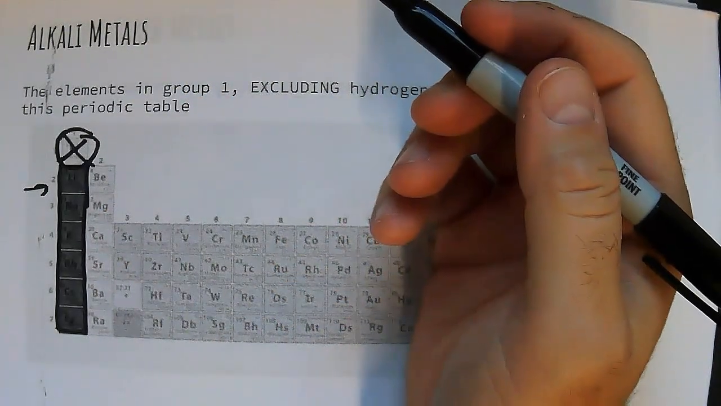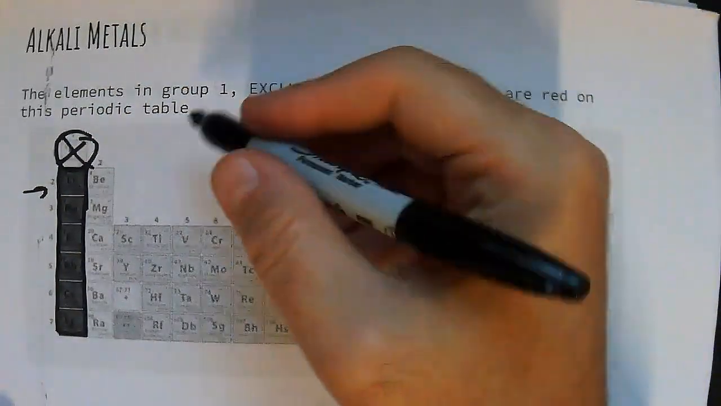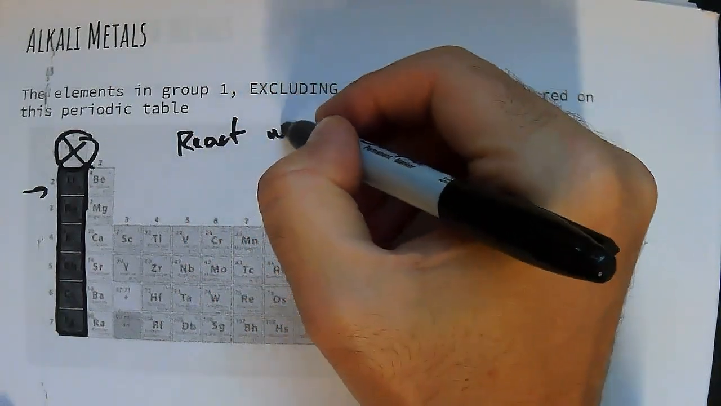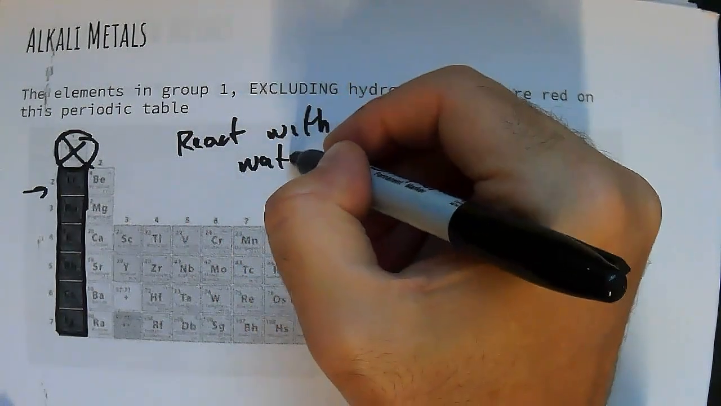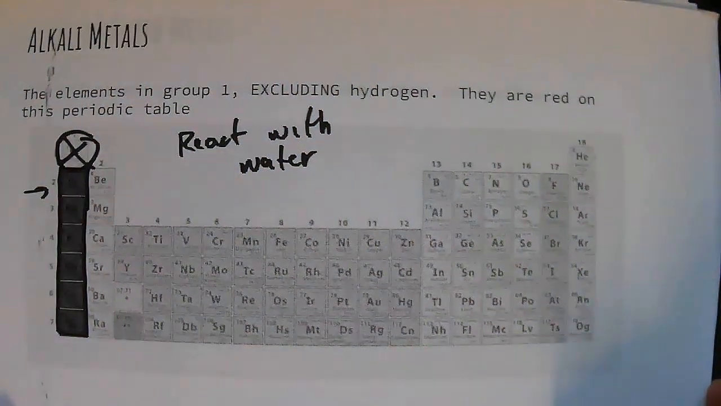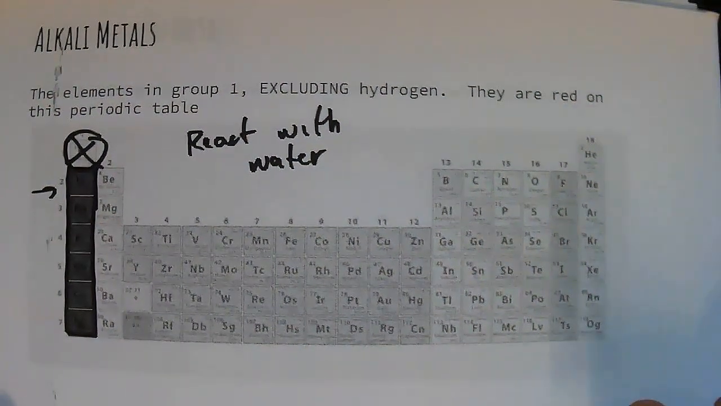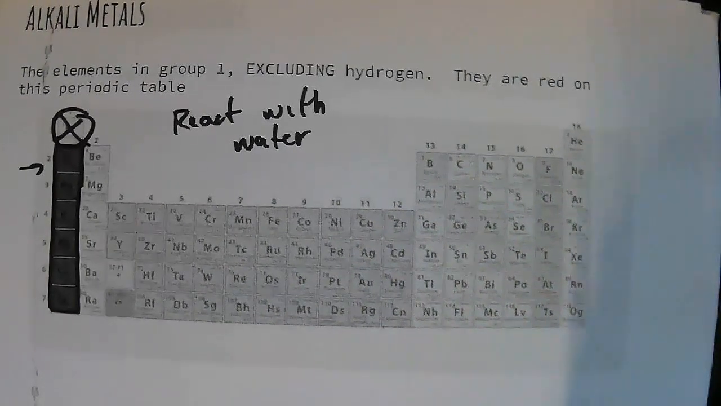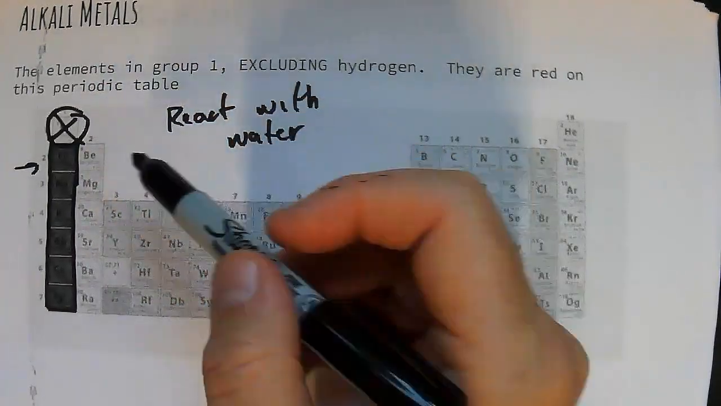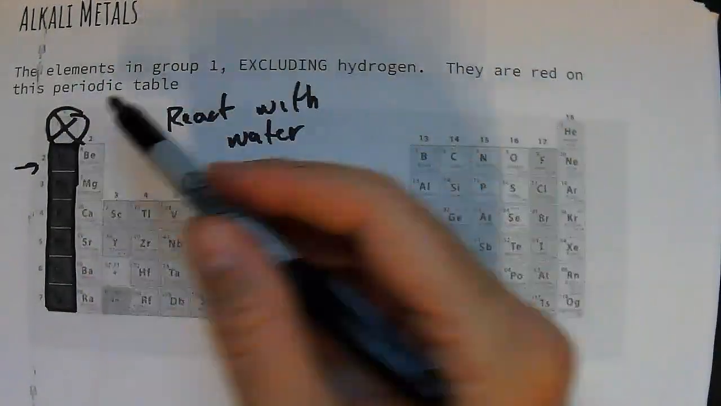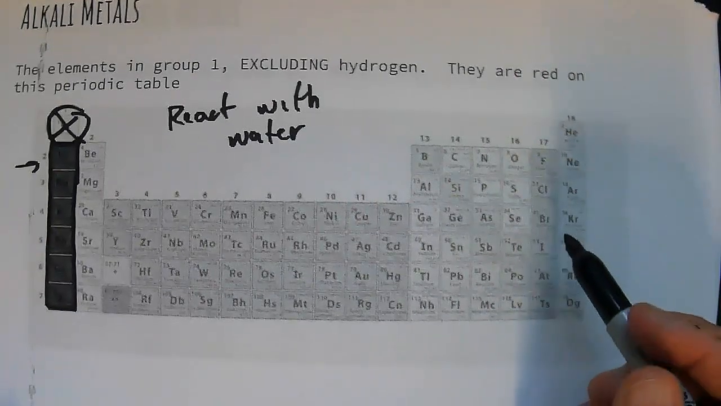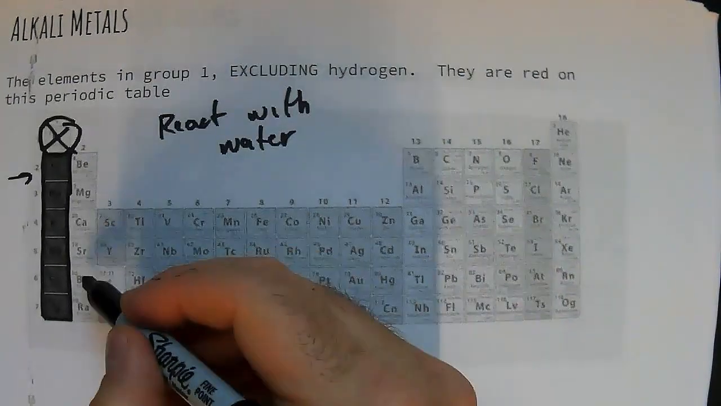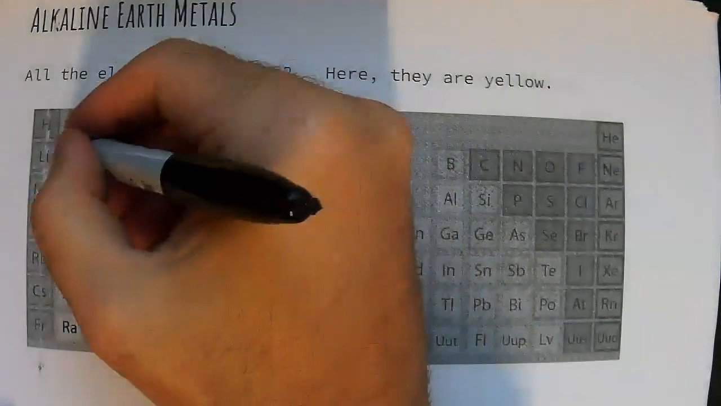Okay, and how do we know that these are grouped together? Well, one of their chemical properties is that they react with water. And we're going to be doing a lab that has these guys reacting with water like big time. So it's going to be fun to see and fun to do. But hydrogen, because it's special, we're counting it as a non-metal, so we're just going to put it somewhere else.